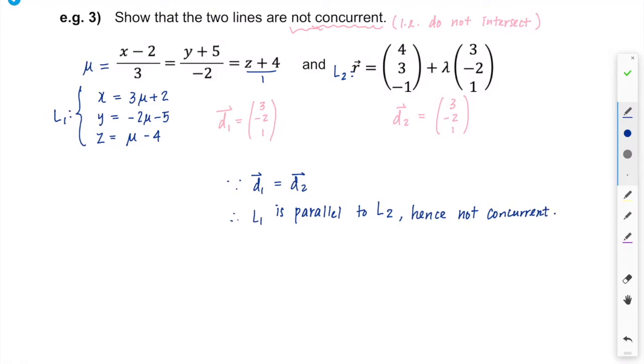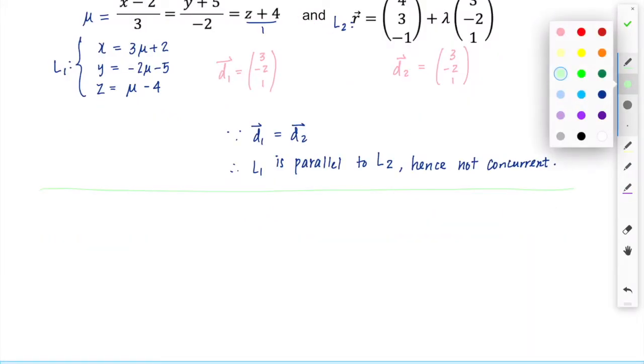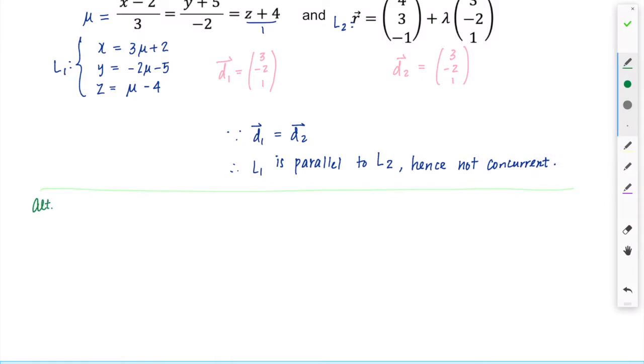So you see that by comparing the direction vectors, it's very convenient to tell whether two lines are concurrent or not. If you forgot about this trick, you can try to solve the system of equations, obviously, and see if there is a contradiction or whether you can find a point of intersection. So I'm going to get you started here. So I'm going to write down, alternatively, we can assume the lines do intersect.